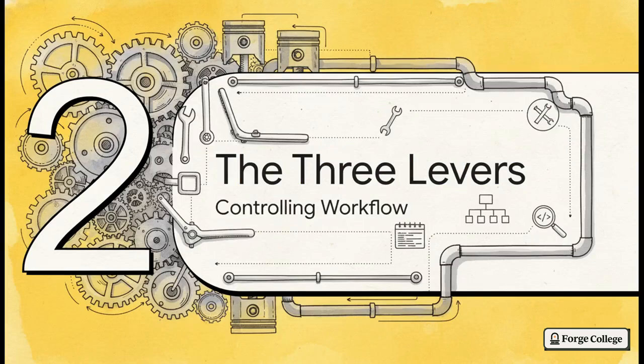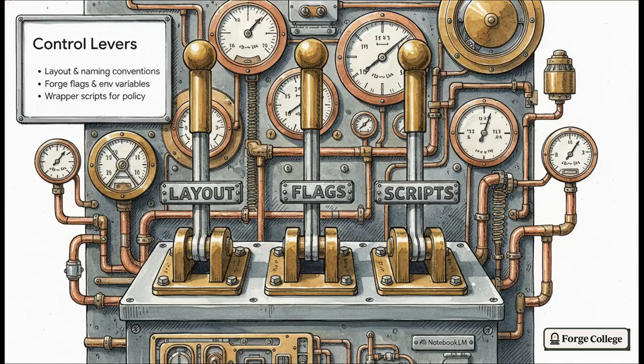All right, moving right along to Section 2, the 3 levers, controlling the workflow. To control this brand new testing machine we're sketching out, we've got 3 distinct levers we can pull. First up, test layout and naming conventions. Where you physically place your files and what you actually name them, yeah, that matters deeply. Second, forge flags and environment variables. These dictate exactly how things run under the hood, like say path matching or setting a fork URL. And third, wrapper scripts. These basically encode your specific testing policies so the whole thing runs the exact same way every single time.